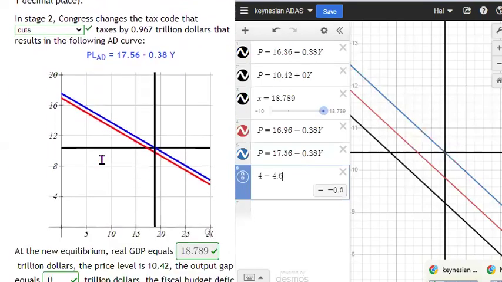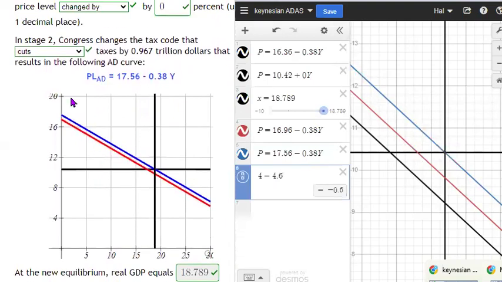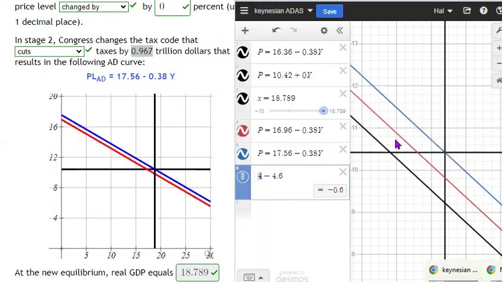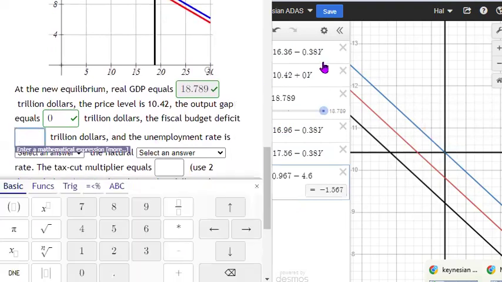But now we have a tax cut. We have a tax cut of what? 0.967. Our initial taxes were 4. Our initial government spending was 4, right? So what we're going to do is cut our taxes by the amount in the problem. So that right there says taxes are cut by 0.967. So our new deficit is 1.567.